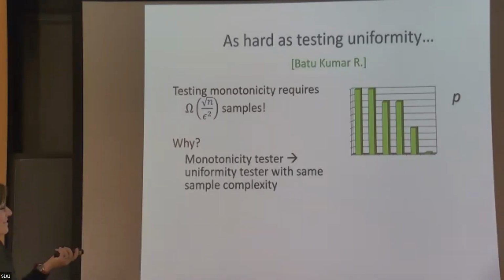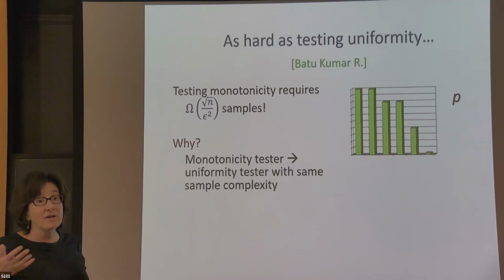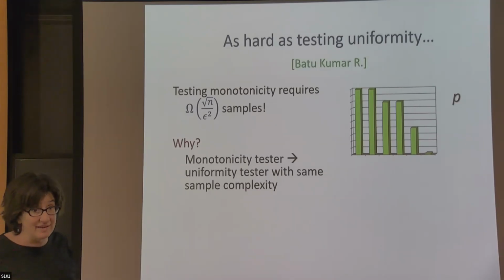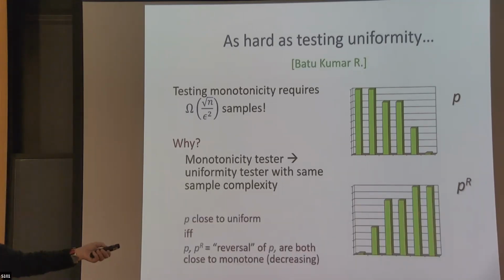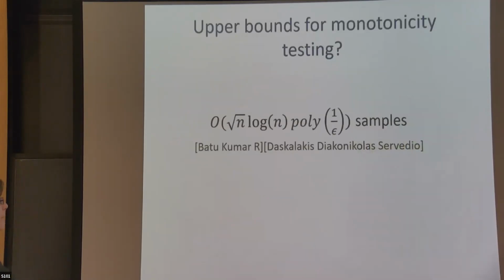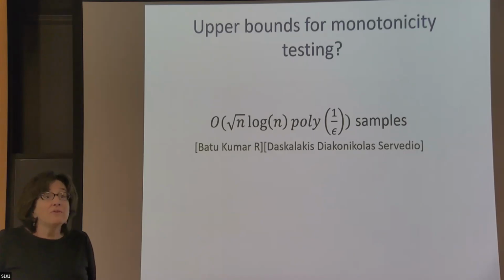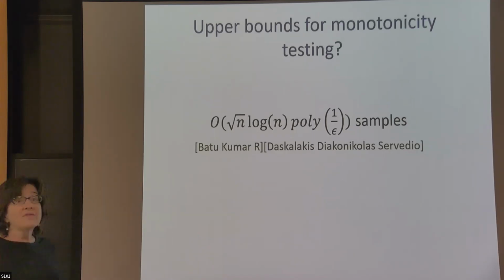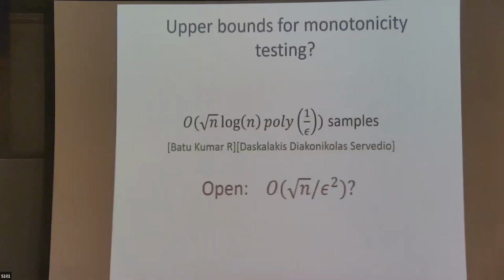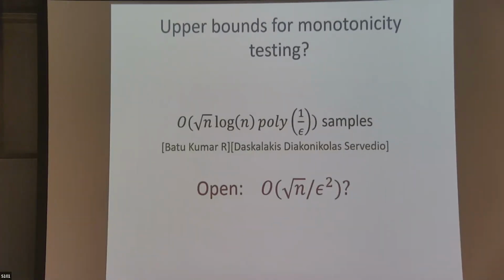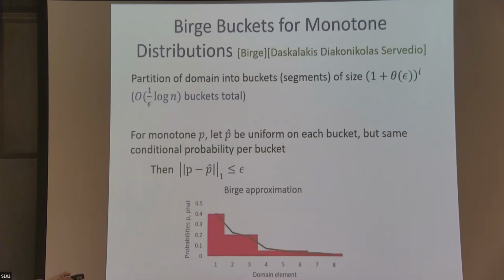So the monotonicity tester gives you a uniformity tester with the same sample complexity. So any lower bound for uniformity testing is going to be a lower bound for monotonicity testing. And the question is, what's the upper bound? Okay, we know we need at least root n. Can we do root n? It turns out we can do something like root n times log n. And it's open whether you can do root n over epsilon squared. Okay, I'm going to say something about these methods because it's cool.